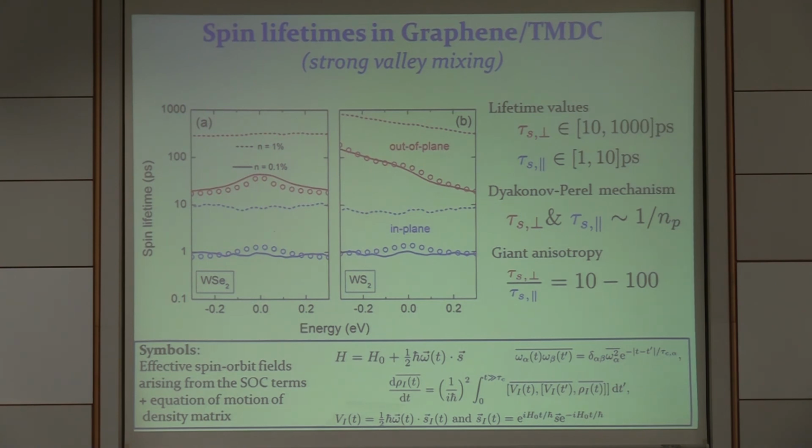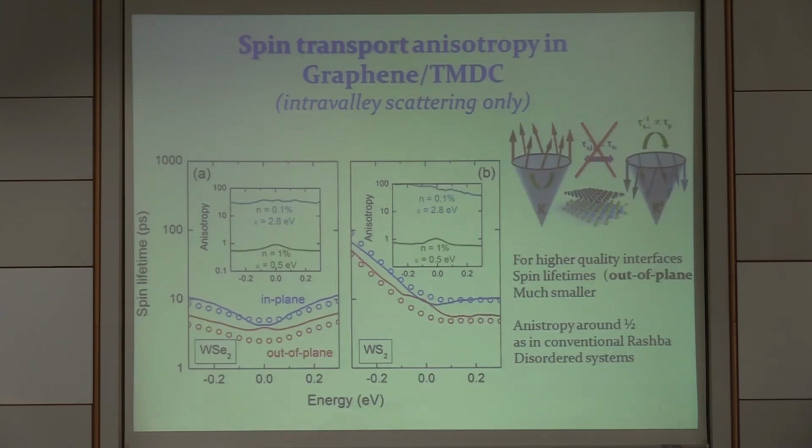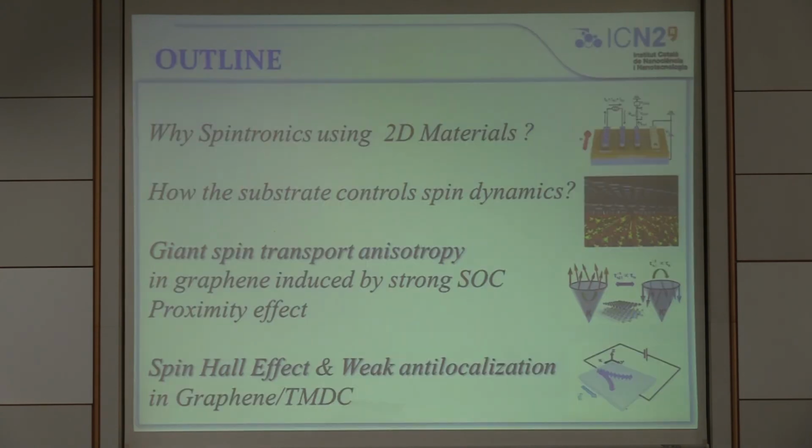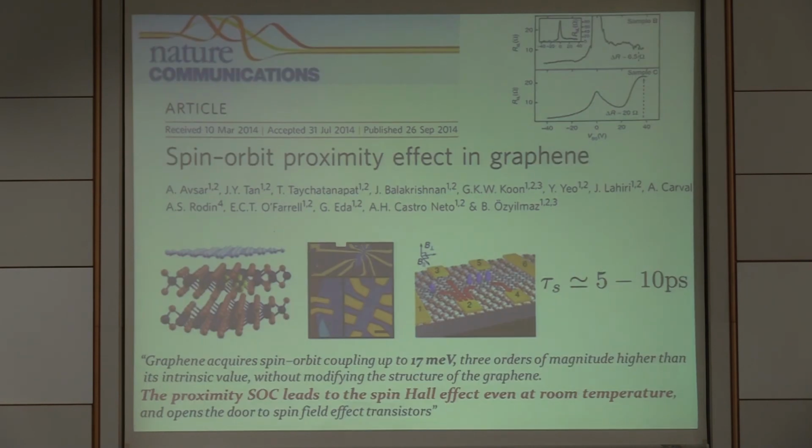And we have some echo that many experimental groups are on the way, and some hints of confirmation of that have been reported. Okay, this is the case where you don't have intervalley scattering, so the anisotropy is very low, and something like a conventional Dyakonov-Perel. So now let me go to the spin Hall effect, because the spin Hall effect is really a mechanism we would like to, let's say, engineer in these materials for technology.